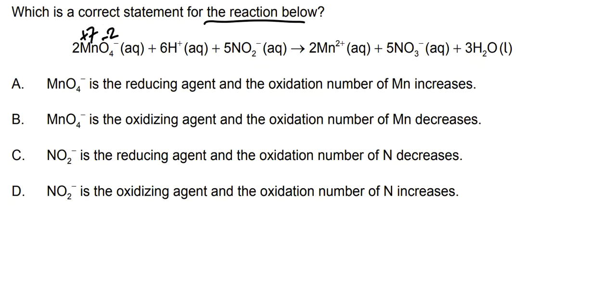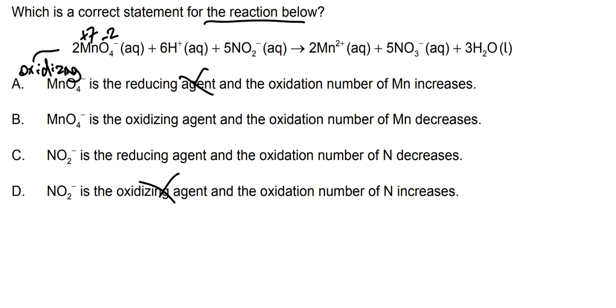So MnO4 minus is going to be the substance reduced, and so it's going to be the oxidizing agent, because the oxidizing agent, you may recall, is the substance that's reduced. So this answer is going to be incorrect, and this answer is also going to be incorrect, because if one thing acts as the oxidizing agent, the other must be the reducing agent.